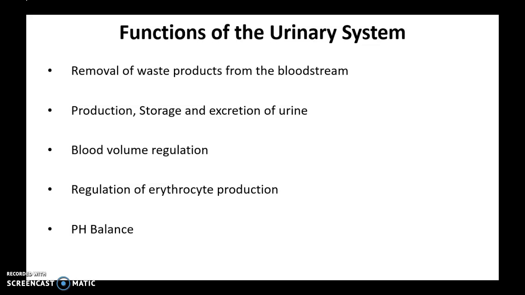Kidneys play a major role in blood volume regulation. We talked about that a little briefly during the cardiovascular system when we talked about hypotension and hypertension. But in this lecture, we will also focus on blood volume regulation by the kidneys in depth. Kidneys produce a hormone called erythropoietin that regulates erythrocyte production. And then kidneys also play a major role in pH balance, to be discussed later in this chapter.